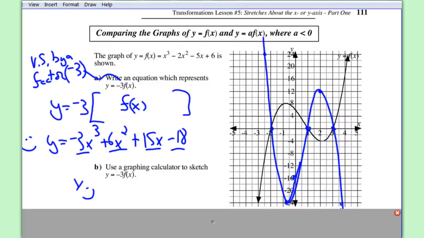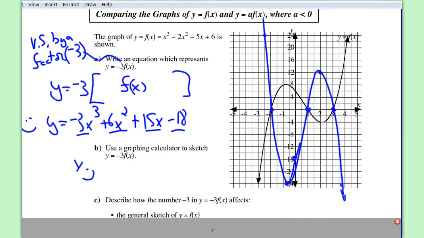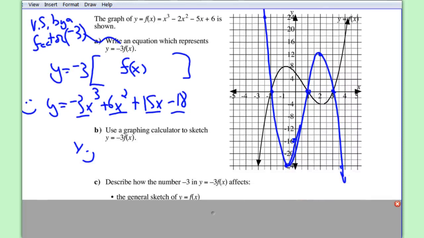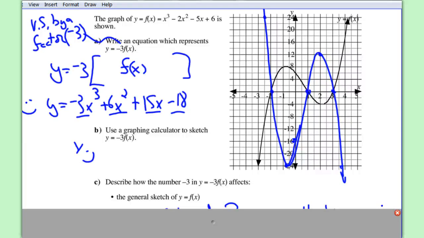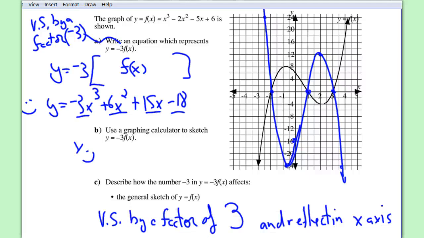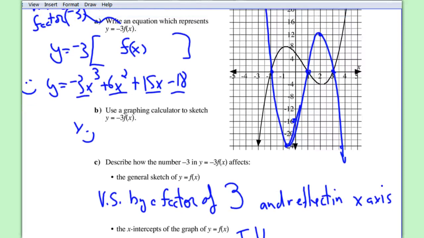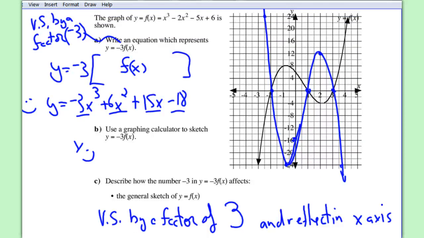And how does that compare to what it used to be? Describe what that minus 3 does. What might you say? Well, what I say it does is it's vertically stretched by a factor of 3, and it's also reflected in the x-axis. What might another person say?